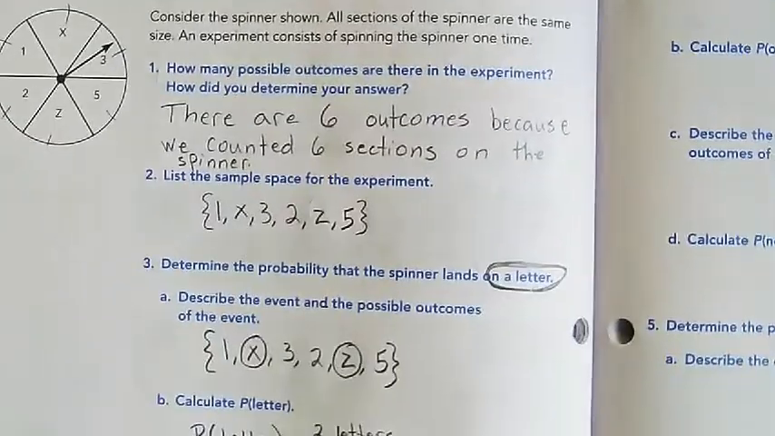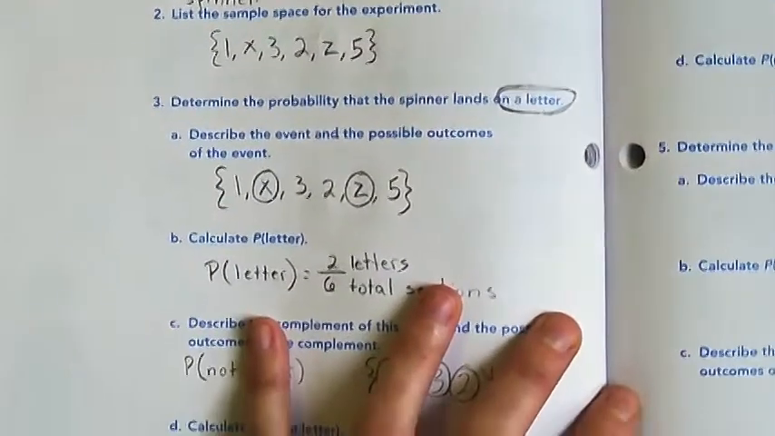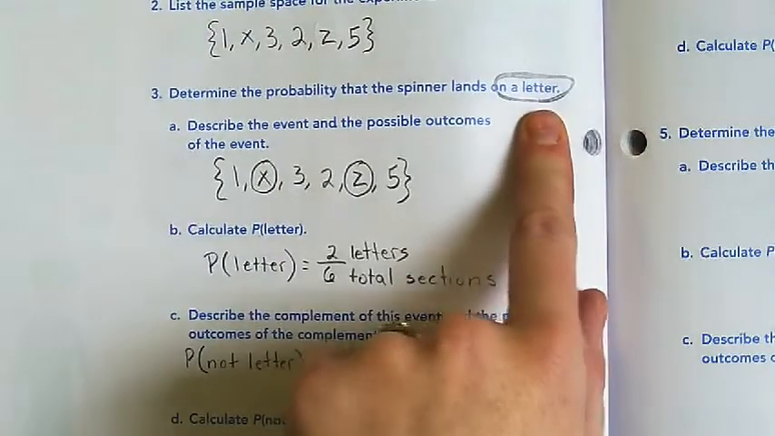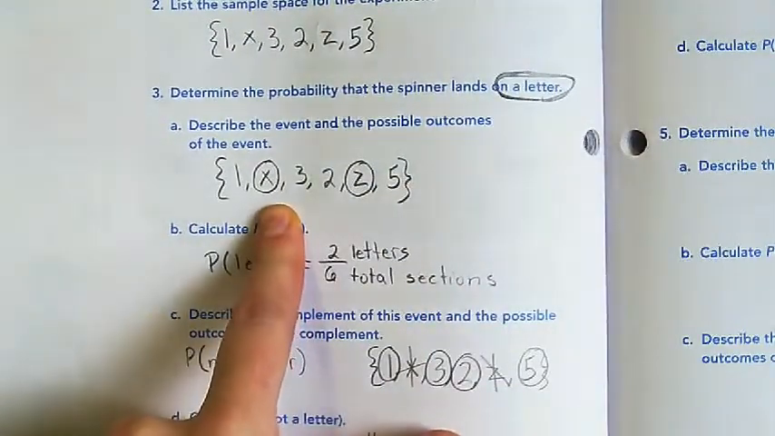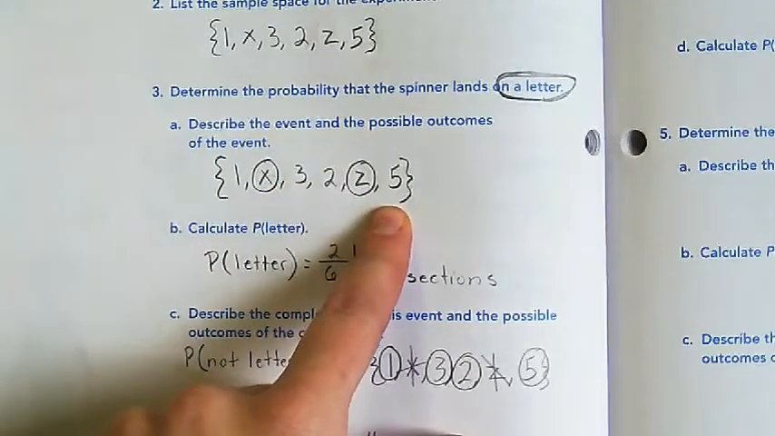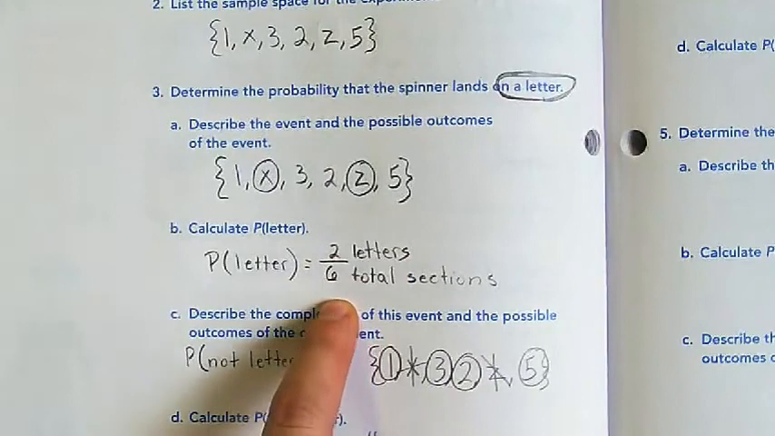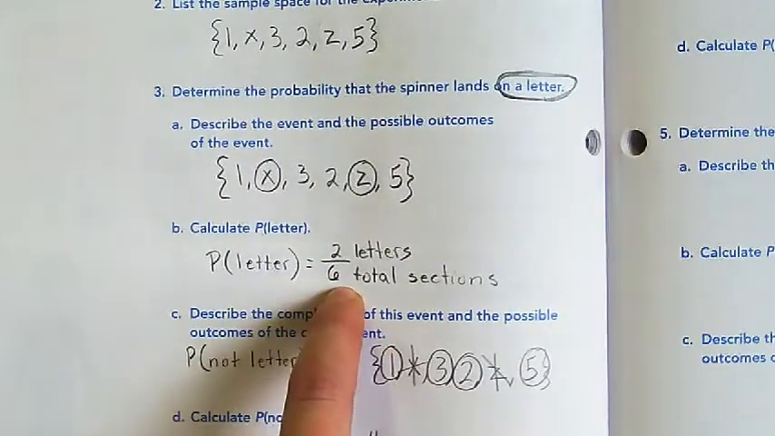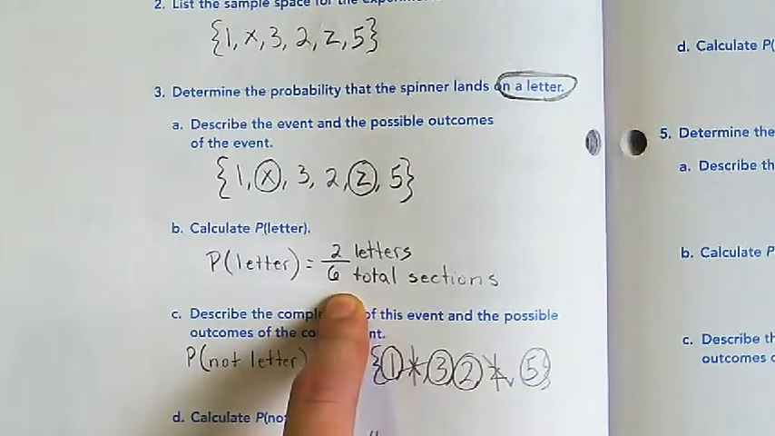Then we moved on and we did number 3 together. Finding the probability of spinning a letter. A, we listed out the sample space and circled the letters X and Z. B, we wrote the probability, 2 letters out of 6 total sections, 2/6.